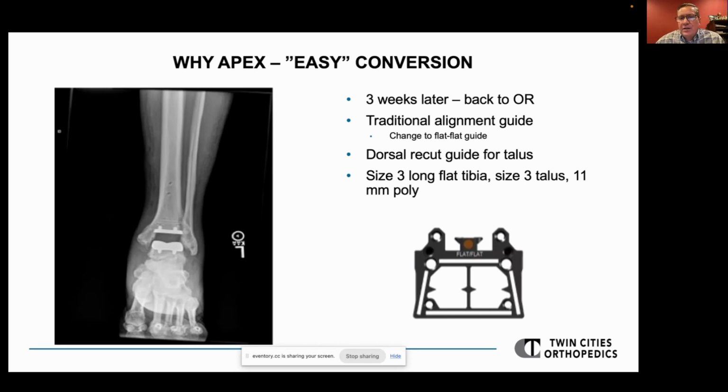We went ahead and did a flat tibial cut. We used what's called the dorsal recut guide to cut the dorsum of the talus and converted it to a flat talus, and ended up with a 3 long flat tibia and a 3 talus with an 11mm poly. So a little bit thicker polyethylene on him. Obviously he was a bit of a primary revision, but we still feel like we were able to keep his joint line height pretty close to where it's supposed to be. So we didn't really raise it or lower it, and we got his ligaments nicely balanced.